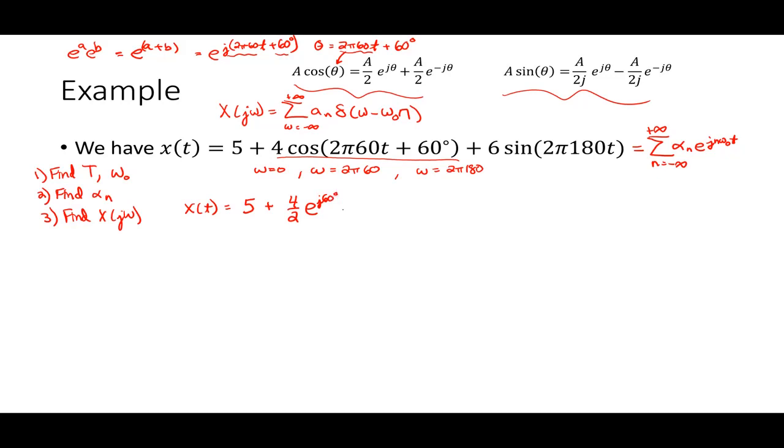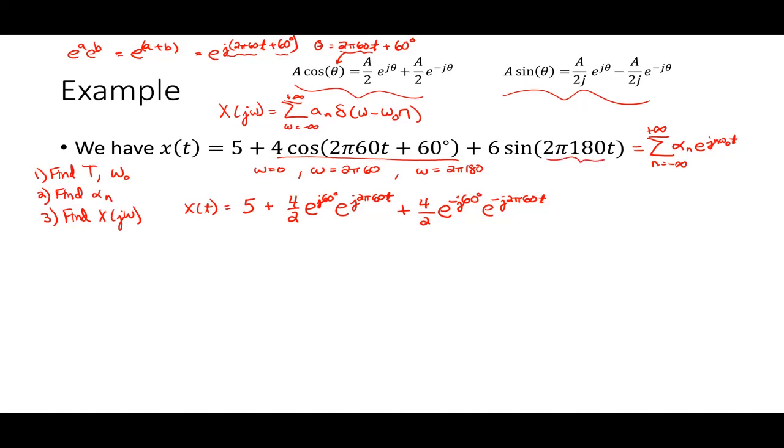4 over 2 times e to the j 60 times e to the j 2 pi 60t, plus, now I'm going to do the negative frequency term, 4 over 2 times e to the minus j 60 degrees times e to the negative j 2 pi 60t, like so. Then I have this sine term.